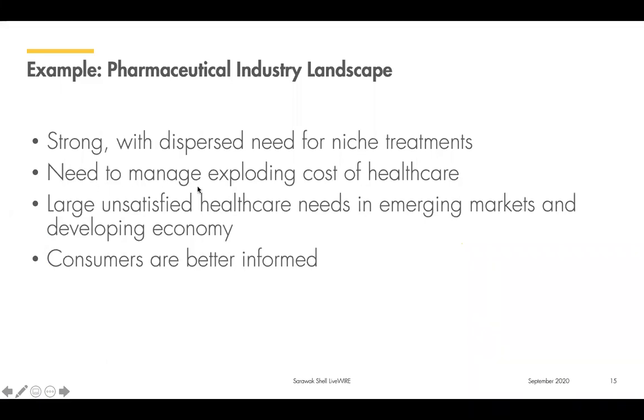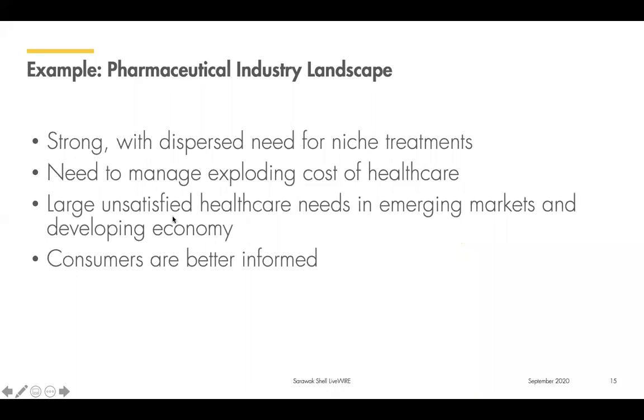Number two, in terms of need, there is a need to manage the exploding cost of healthcare. That means this is an opportunity for companies in, for example, insurance, or people creating new medicines at lower cost, unlike large companies which charge very high because they own the patent and basically have a monopoly on the medicines or treatment that they offer.